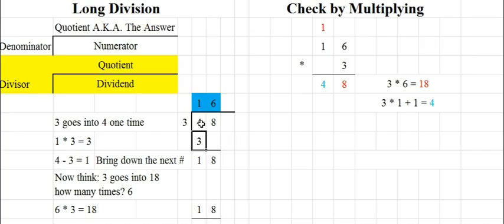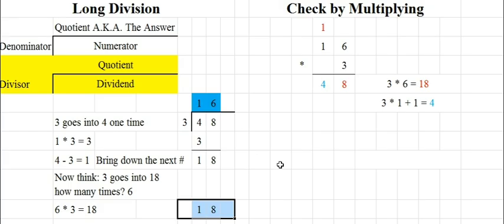My next part, I would say 4 minus 3 equals 1. And then I bring down the next number, which is 8. Now this lower part looks like the number 18. So I would think, 3 goes into 18 how many times? That would be 6. So I put 6 up top as my next number. And if I said 6 times 3, that gives me 18 down below.